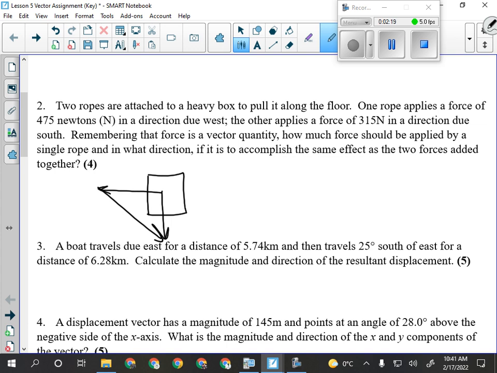It doesn't matter that these vectors are force vectors. Force is a vector quantity. If you're doing a good job of visualizing this, after drawing this, you should be visualizing which direction this box is going. Think about how you should draw those vectors in order to get a resultant that points that way.